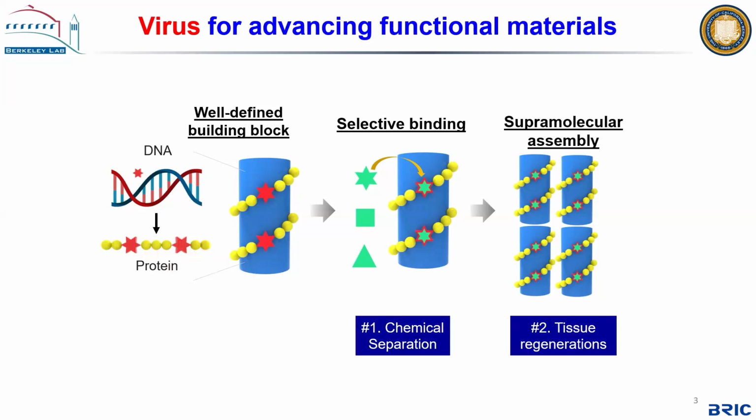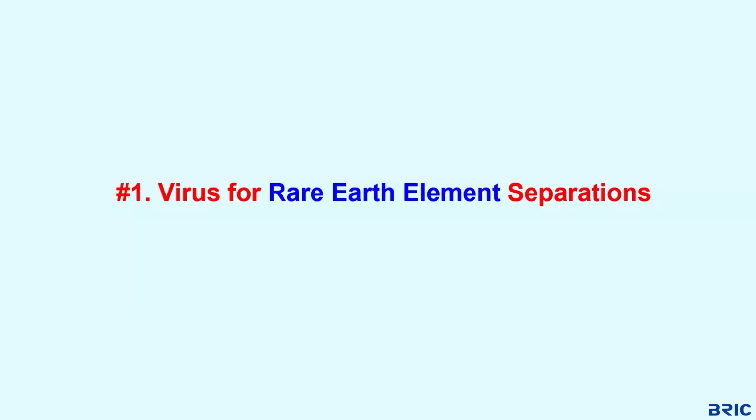Here, I'll introduce how we can utilize the selective binding for chemical separation first. And second, how we can utilize the supramolecular assembly of the virus for tissue regeneration. So I have two different sections in this presentation, and I'll first introduce this virus for rare earth element separations.